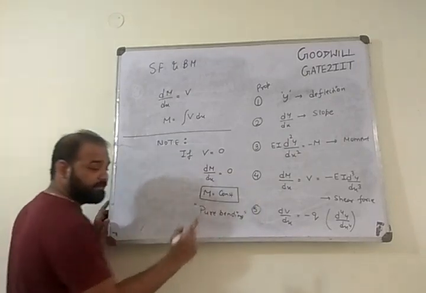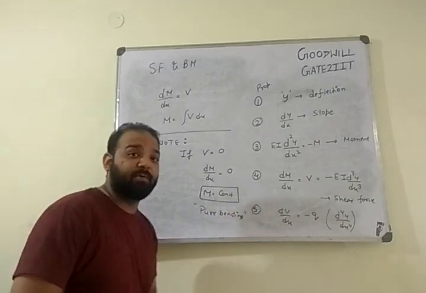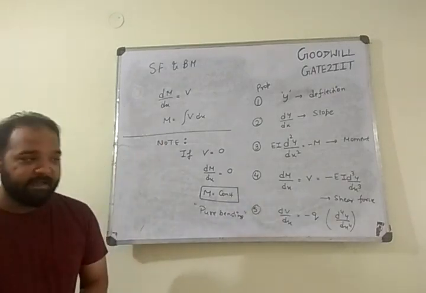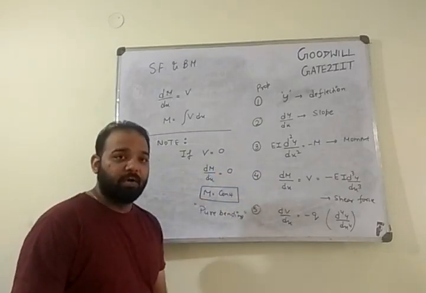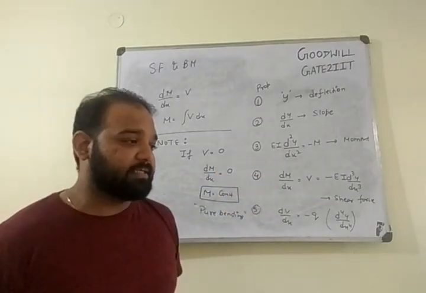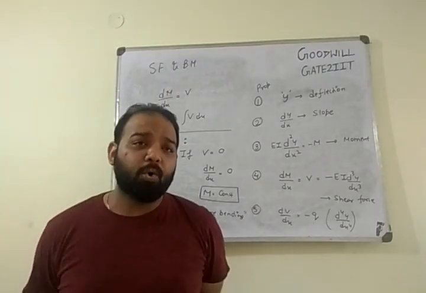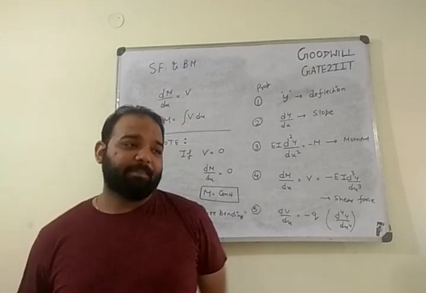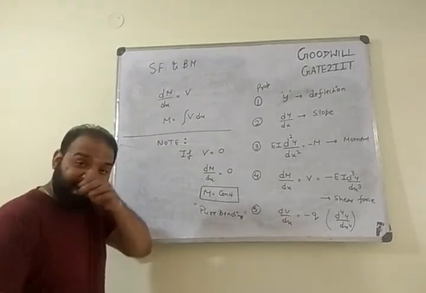We are seeing this for the first time. We have seen symmetric and unsymmetric bending, but this is what is referred to as pure bending. So what is the definition of pure bending? When throughout the length of the beam the shear force acting is 0, then the beam is under pure bending. What do you mean by pure bending? There will be no distortion of the cross section and the plane section will remain plane. This is what is known as the pure bending formulation.